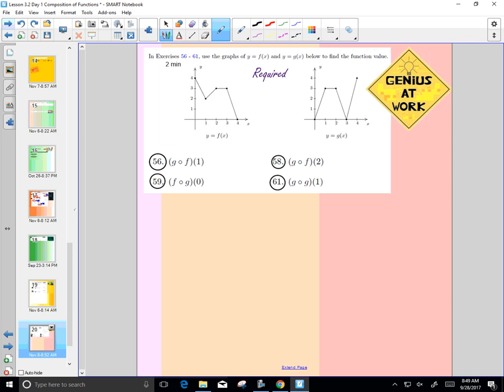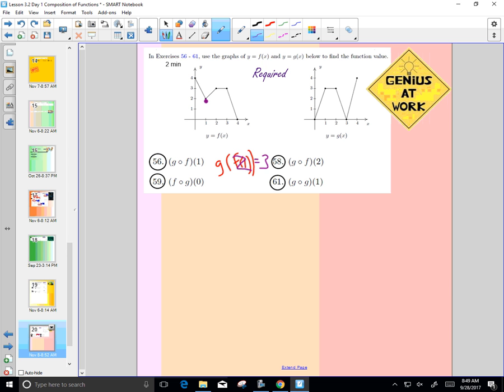It's my personal favorite. G of f of 1. So look at this graph. What from the graph is f of 1? From the graph, what's f of 1? 2, right? Do you agree with that? F of 1 is 2. Now, what's g of 2? 3.